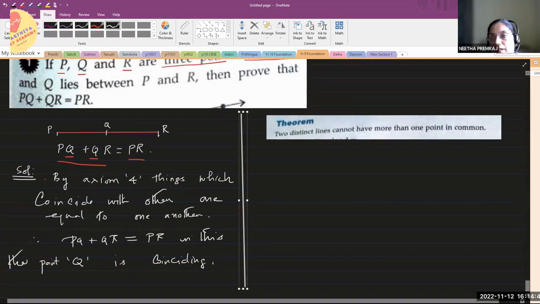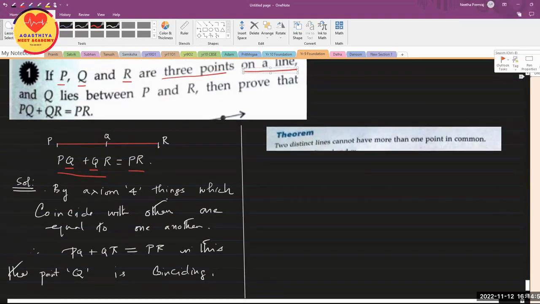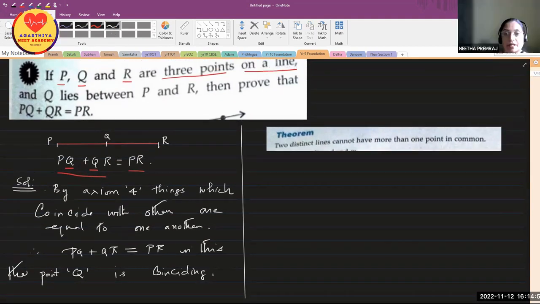Write the question, then solution. That way you do, okay? Yes, ma'am. Okay. Next theorem. Two distinct lines. Two distinct lines means two different lines cannot have more than one point in common.